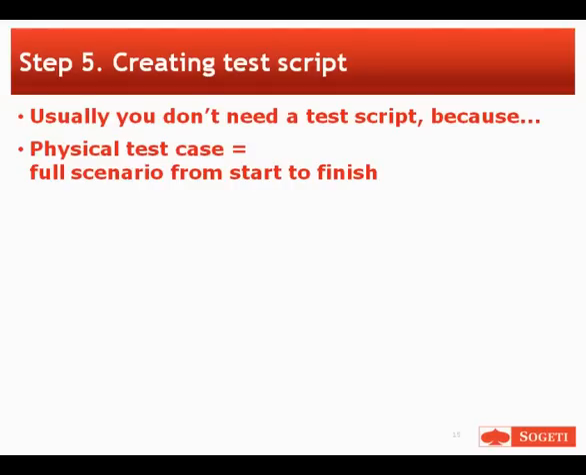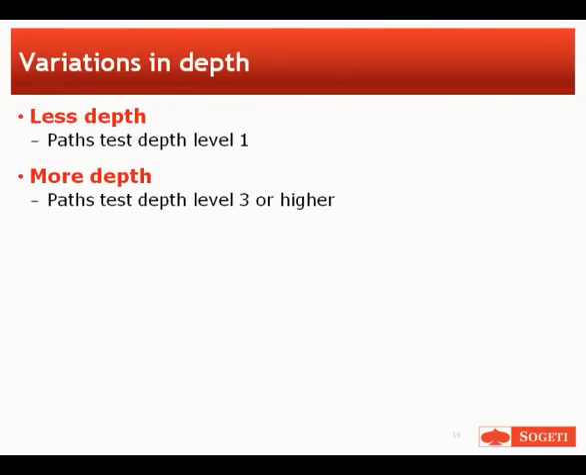So far, working out the logical and physical test cases involved quite a lot of writing things out, which is very labor intensive. Luckily, we usually don't have to write out a test script as well, as every physical test case already describes a full scenario from start to finish. Depending on the required thoroughness of the test, the coverage of the process cycle test can be varied using test depth level 1 for less thoroughness and test depth level 3 or more for more thorough testing.